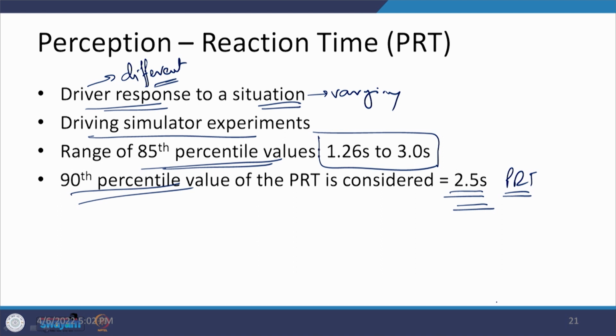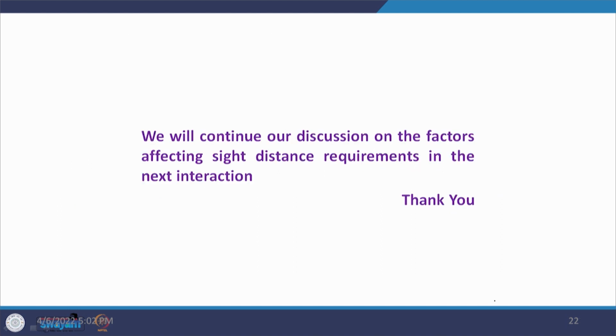So we stop our discussion here, and we will be continuing with the other factors which are affecting the sight distance requirements in our next interaction, and then we will follow with the other sight distances which need to be calculated one by one.